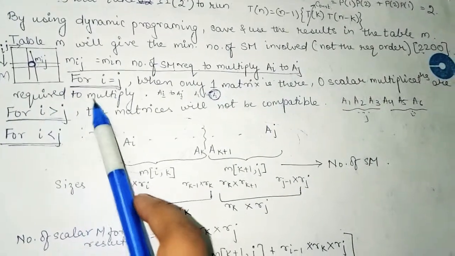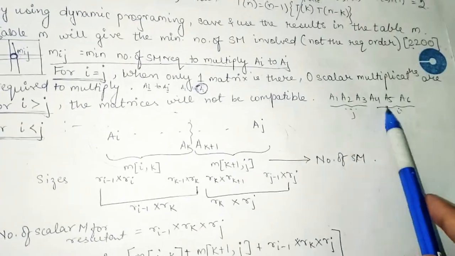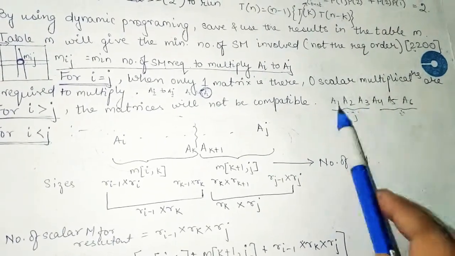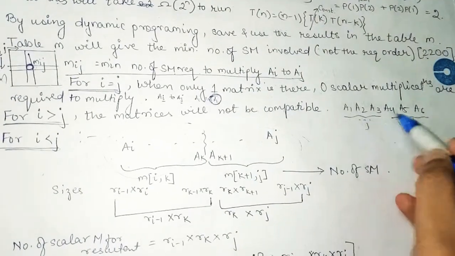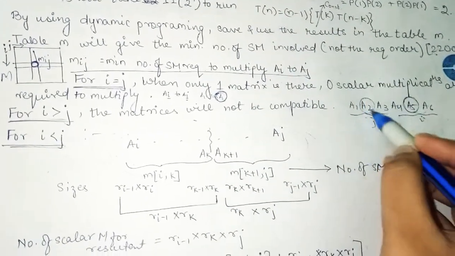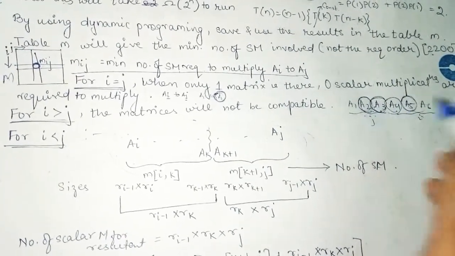When i is greater than j, that is i is somewhere on this side and j is somewhere on this side, we cannot multiply because this is not compatible. We don't know if A5 is compatible with A2, but we know A2 is compatible with A3, A3 is compatible with A4.